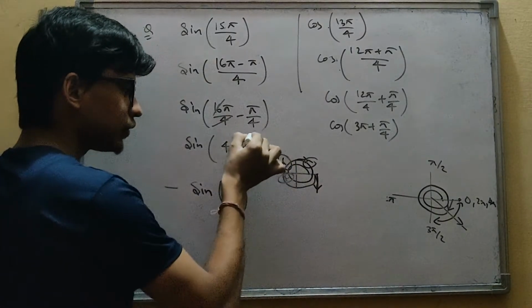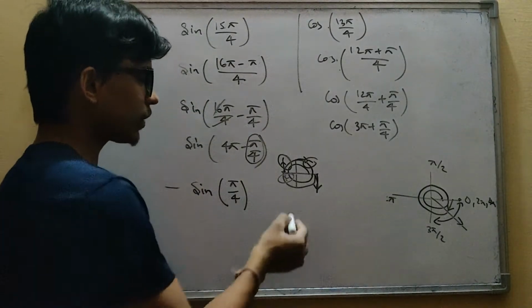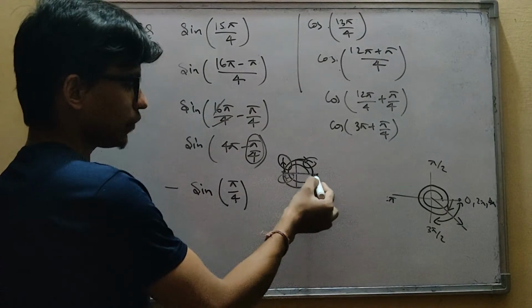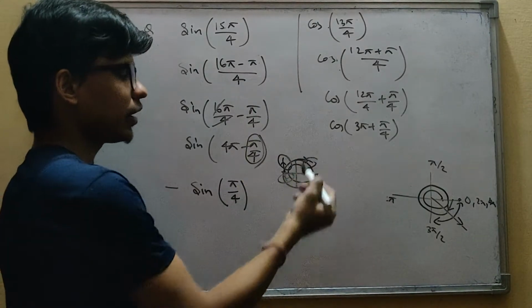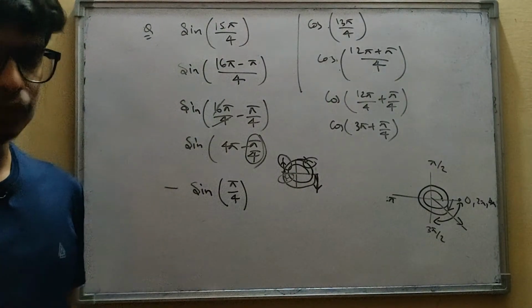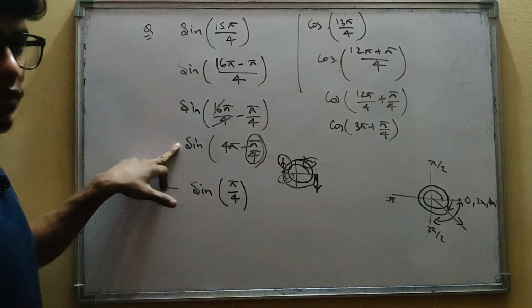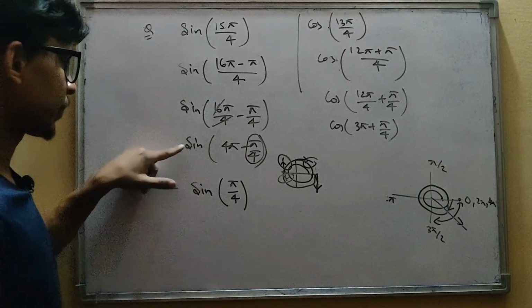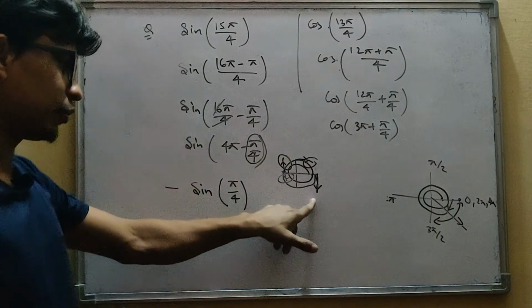So the value of this angle is always going to be between 0 to pi by 2. That is why, if you are adding some angle like this, you are going to get in first quadrant. If you subtract something, you are going to get in fourth quadrant, right? And in fourth quadrant the sign is always going to be negative, so you have to consider the sign of this one. So this sign is going to be negative over here.